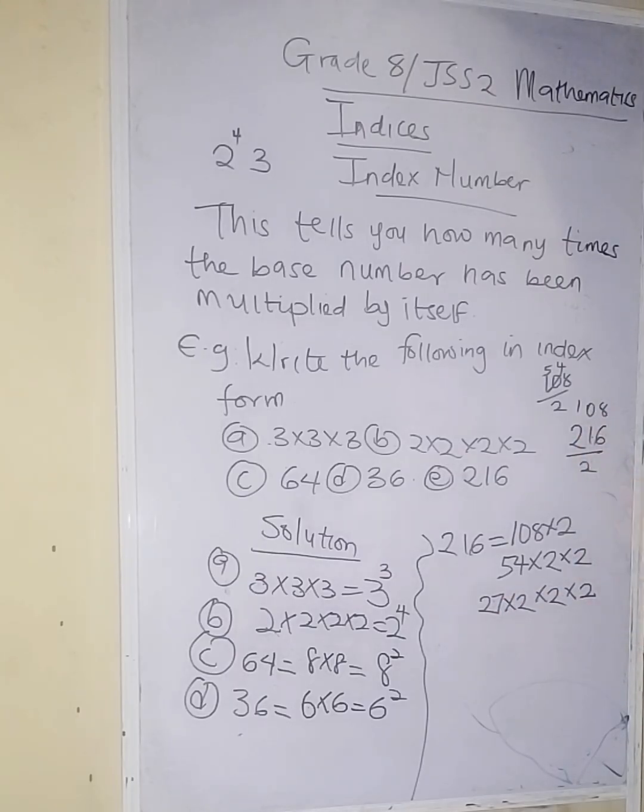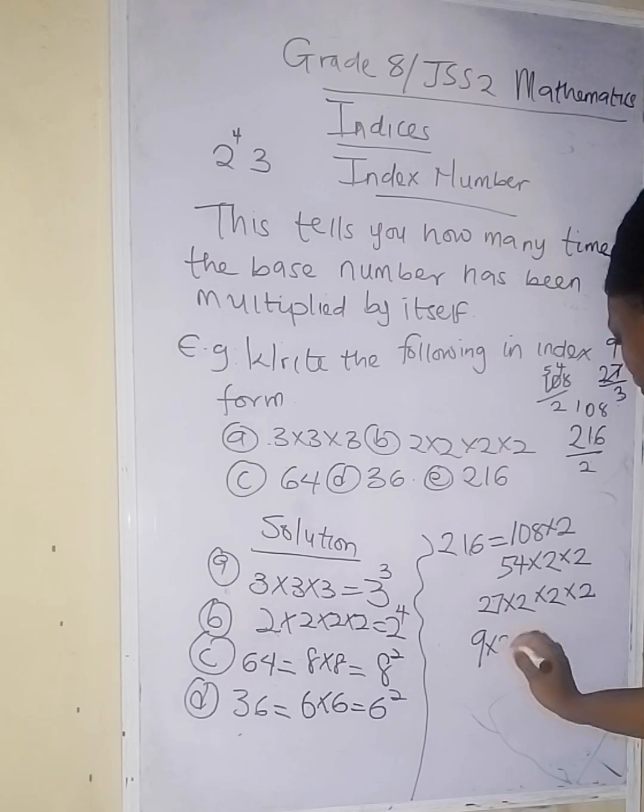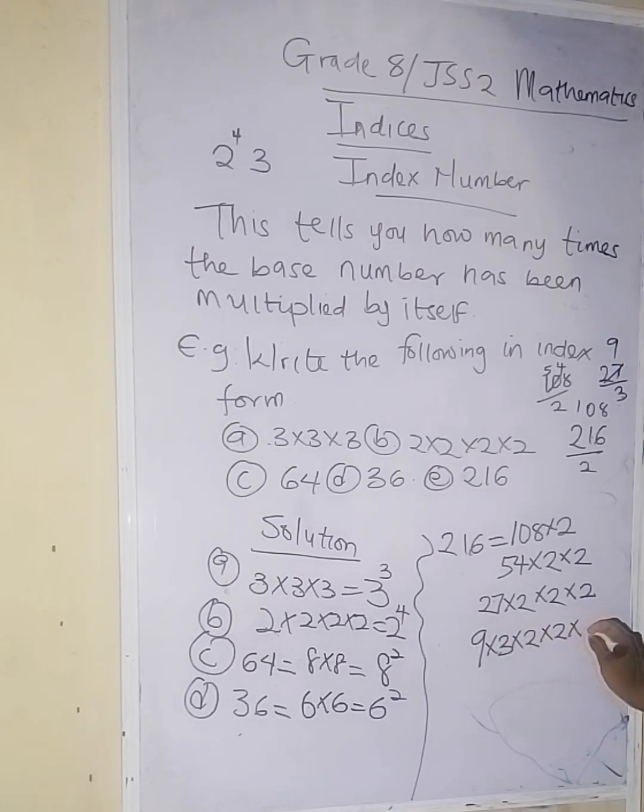Now we can count 3 times, okay? Or we can just say 27 divided by 3, because even number cannot go. So you get it. Only 3 can go in 27. So that is 27 divided by 3, that is 9. Okay, so that is 9 times 3 times 2 times 2 times 2.